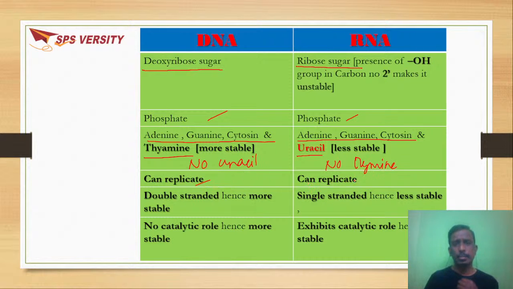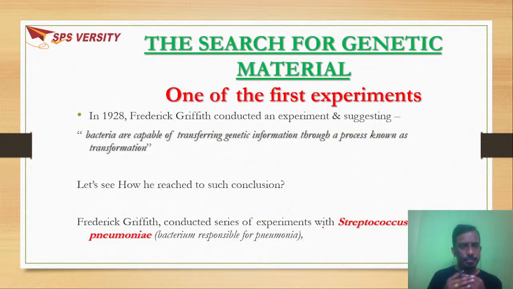DNA can replicate, but RNA cannot replicate on its own. DNA is double-stranded, whereas RNA is mostly single-stranded. DNA doesn't have any catalytic role, that is, it doesn't show enzymatic roles. But RNA can act as an enzyme, that is, it acts like a ribozyme, a riboenzyme, during protein synthesis.